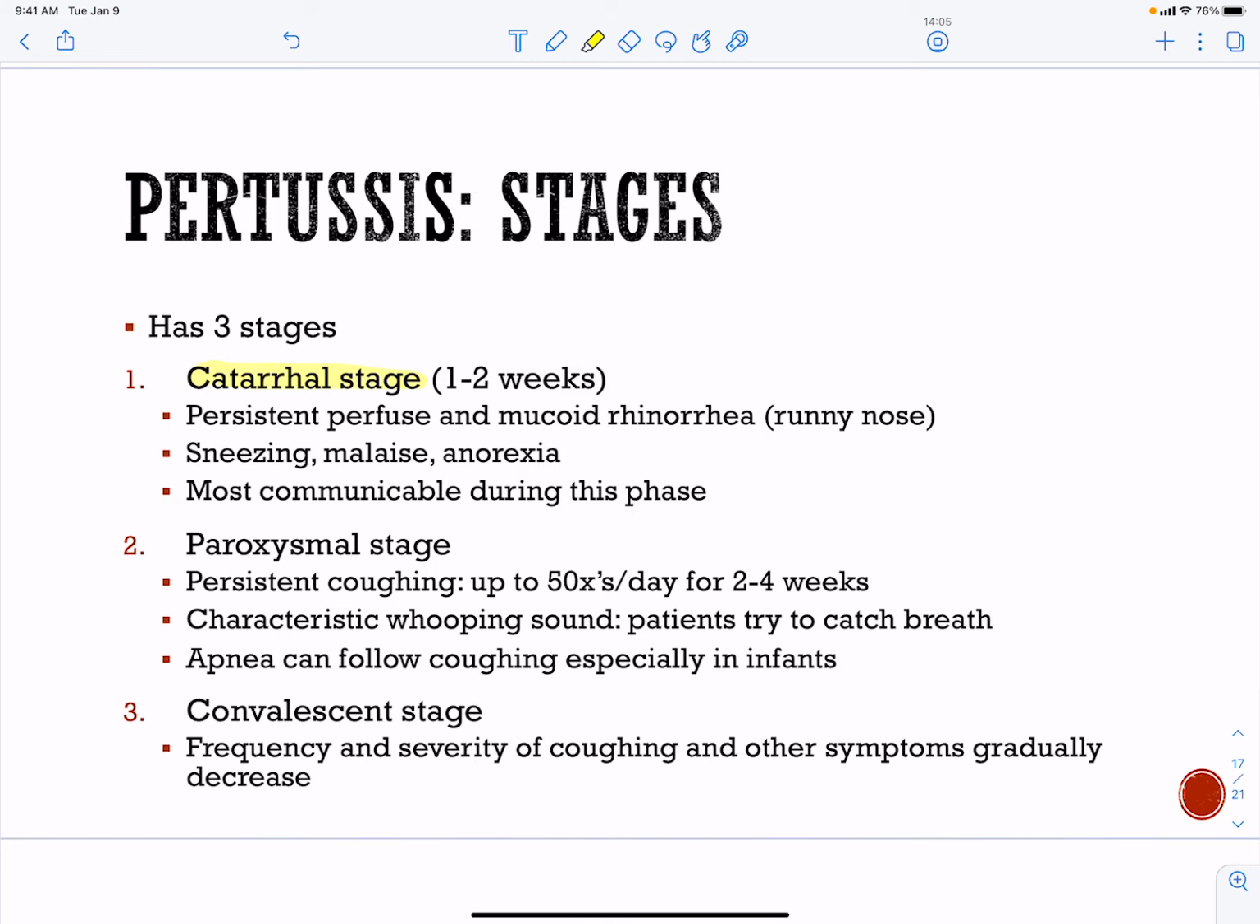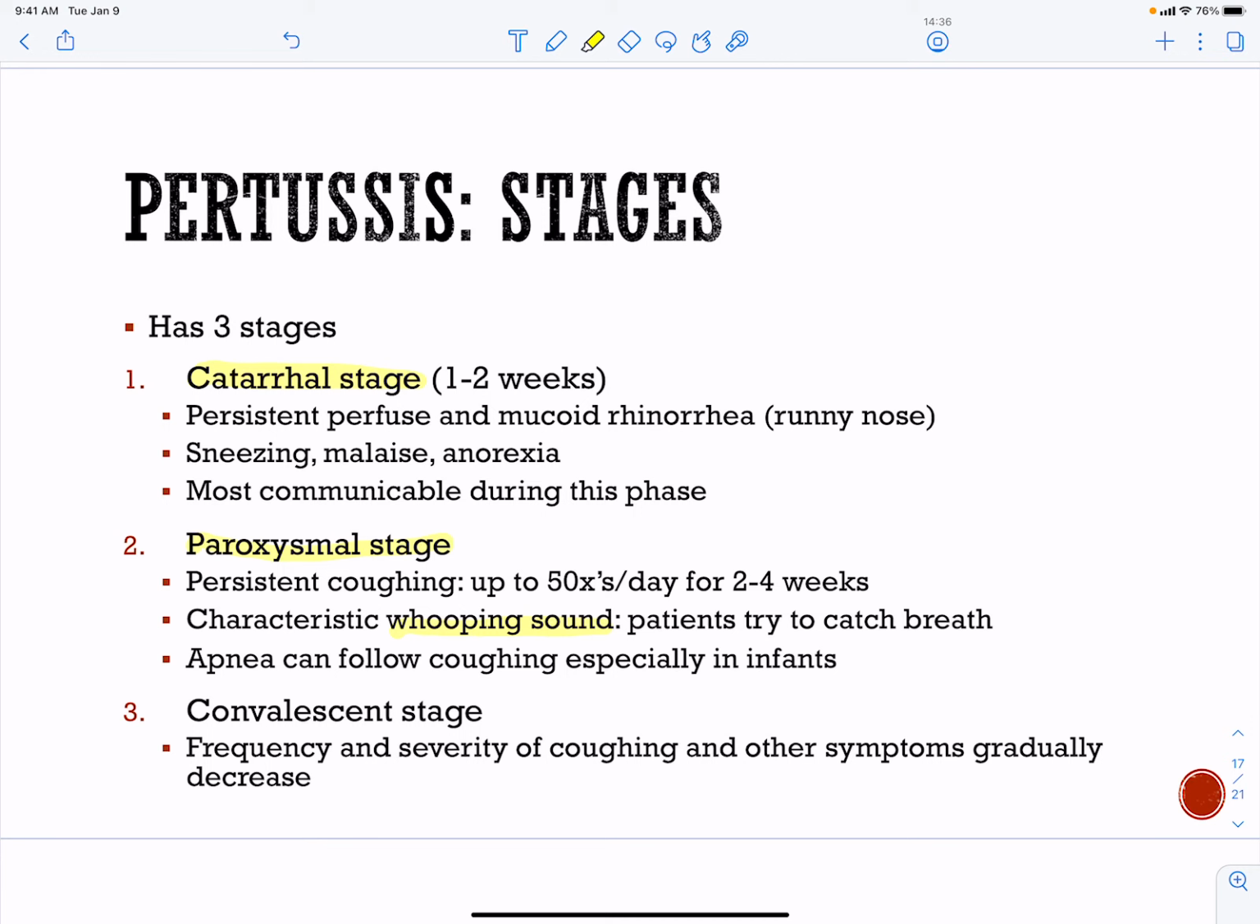And then you have your paroxysmal stage. This is where you're going to be coughing. It can be about 50 times a day for 2 to 4 weeks, so very persistent cough daily for a very long time. And of course, apnea is always going to be a potential side effect, and apnea is going to affect children. This is also the stage where you get that whooping sound. So the whooping sound comes from you cough, and then you're trying to catch a breath in between coughs, so it makes this whooping sound.